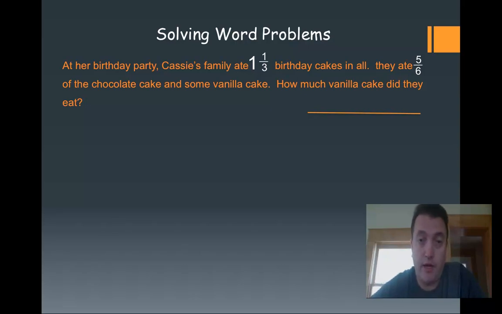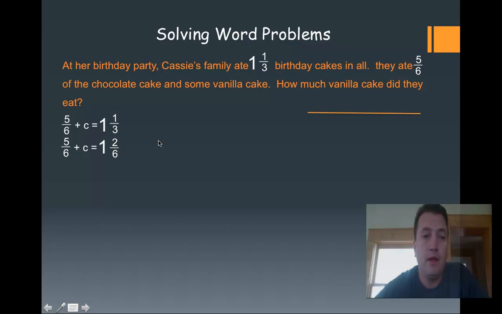At her birthday party, Cassie's family ate 1 1/3 birthday cakes in all. They ate 5/6 of the chocolate cake and some vanilla cake. How much vanilla cake did they eat? Okay, so we've got an unknown here, okay? I don't know, but I know the total and I know one of the fractions. So when I put my equation together, I've got 5/6 because we know that's how much chocolate cake they ate, plus some amount of cake equals 1 1/3 because this is the total amount that they ate.